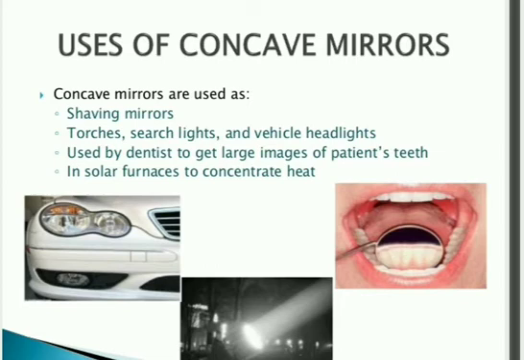Now if we see uses of concave mirror, then concave mirrors are used in shaving mirror, then torch, searchlight and vehicle headlights also we are using concave mirror. And you can learn by this also that the mirror in which we are getting enlarged image, okay, that is the concave mirror. It is used by dentist also. We require large image for patient teeth. It is used in solar furnace to concentrate heat.